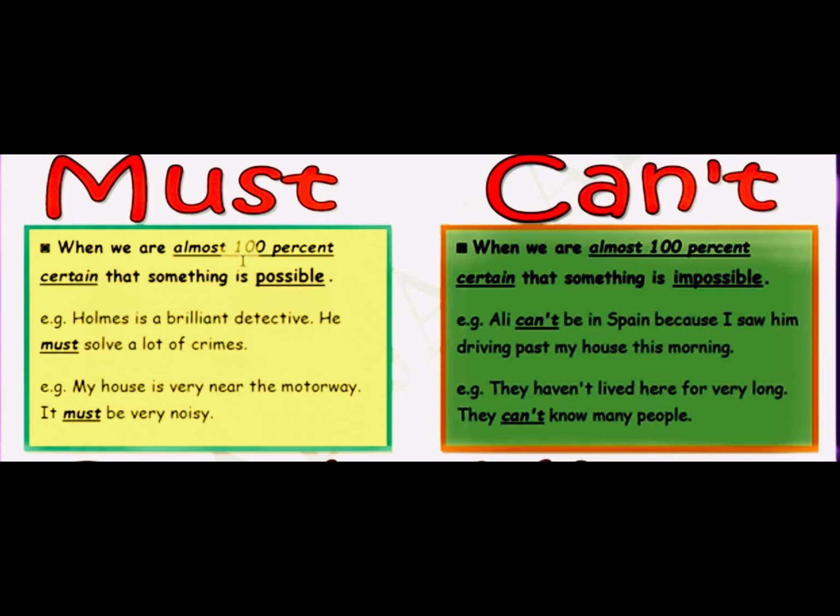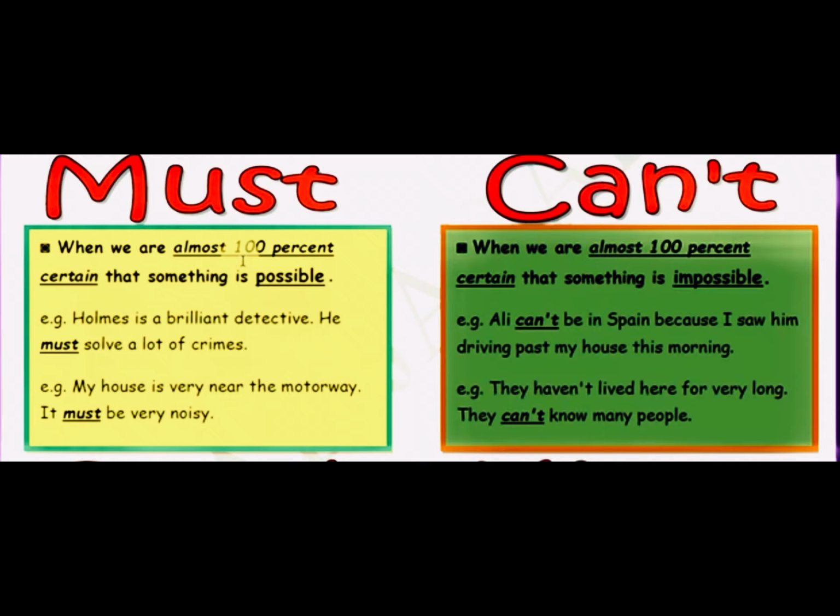Now, if you notice, all 4 modals are similar, but I will explain each one in order. Must. When do we use must? Well, we use must when we are almost sure, like about 95% sure, and not 100. We can't say 100%. So the example that I gave you is Holmes is a brilliant detective. He must solve a lot of crimes. Yani 95% of the time, Holmes can solve all the crimes.